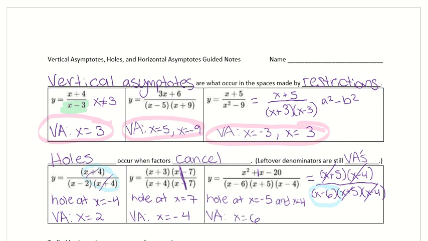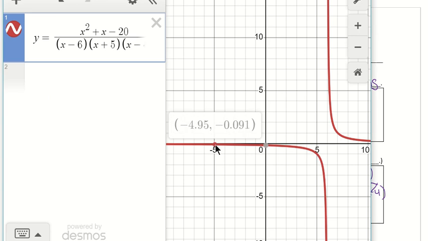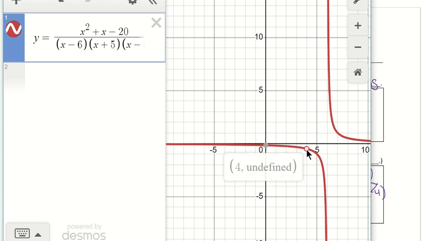So we can look at our graph and check our work. We expect a hole at negative 5, a hole at positive 4, and then a guideline at positive 6. So here's our graph. We can definitely see there's the guideline at positive 6. And then if we look at negative 5, there's our hole. I almost had it. There it is. And then there's also going to be one at positive 4. Oh, right on it, first time.